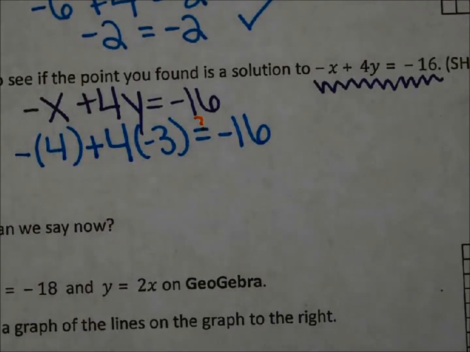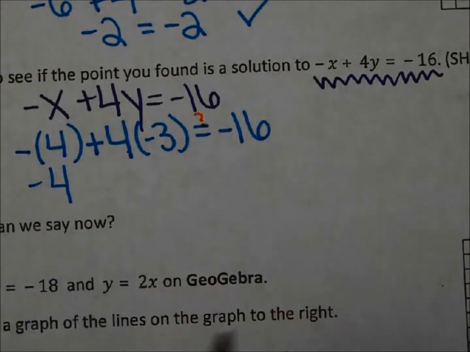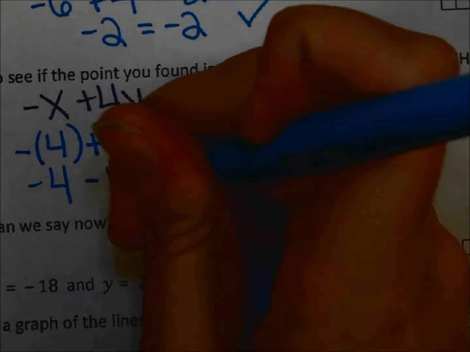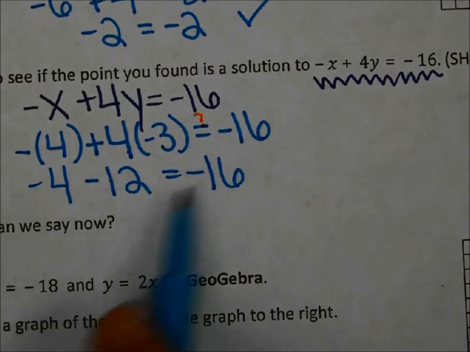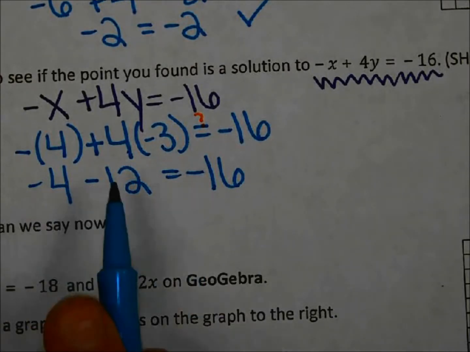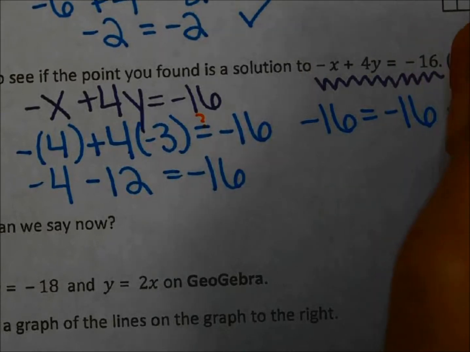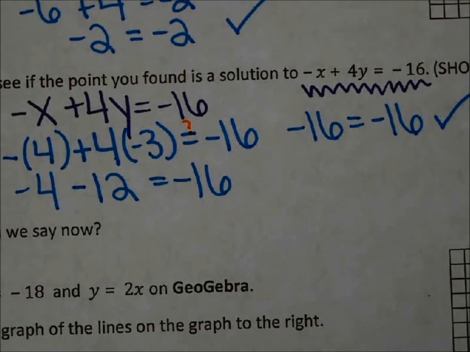Does it? Well, I don't know. I guess we'll have to figure it out. So this is negative 4, and we have 4 times a negative 3. That is going to be a negative 12. And when we solve this all out, negative 4 minus 12, we get negative 16 equals negative 16. So that checks out, which is good.